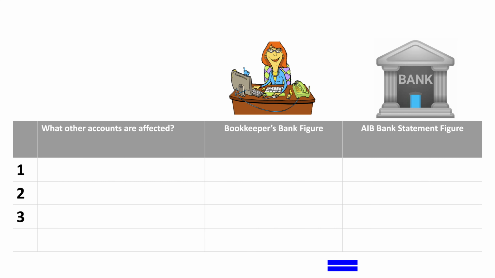Okay, so the bookkeeper knows about things that the bank, AIB Bank, doesn't know about, and AIB Bank knows about some things that the bookkeeper does not know about. When we're finished this transaction, we should have the same bank figure. Okay, so we're going to try and get the same bank figure for both. If we don't get it, we're going wrong somewhere.